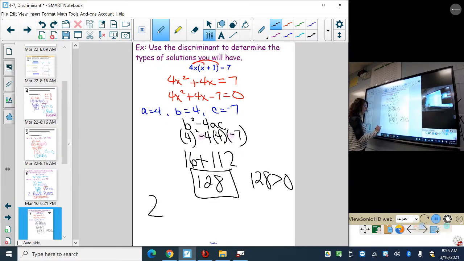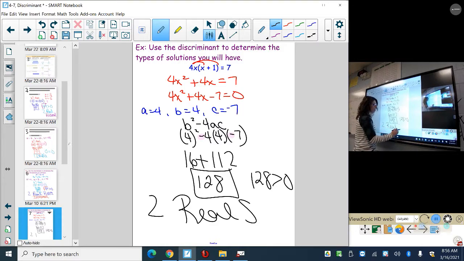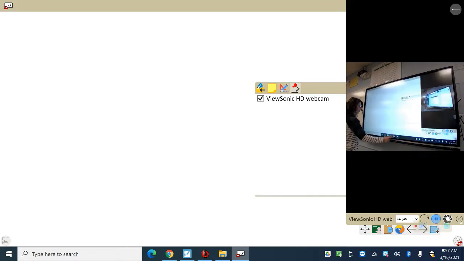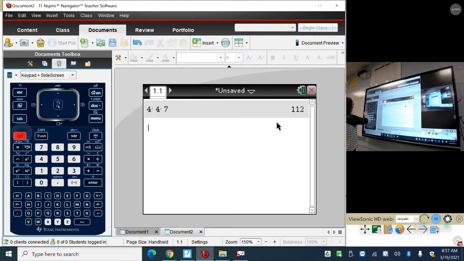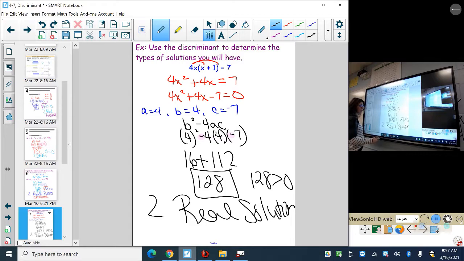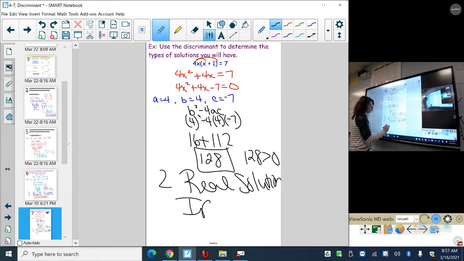So since it's greater, I'm going to have two real solutions. Now I need you to determine if they're rational or irrational. So I'm going to come over here to my calculator, and I'm going to take the square root of 128. You can tell that it's not a whole number, so therefore I know that this thing is not going to be rational, but rather irrational.